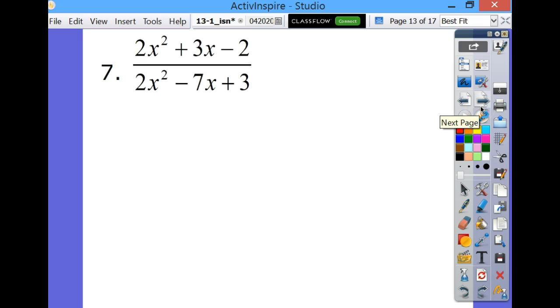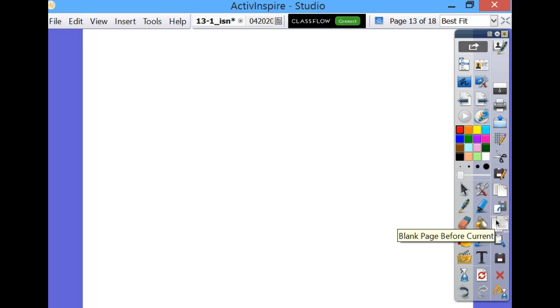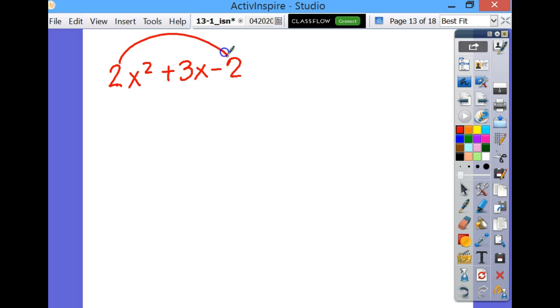Number 7 is a little bit more difficult. Do you know why 7 is a little bit more difficult? This number right here is not a 1. There is no GCF that factors out. So this is going to be factor by grouping. Because this is not 1, you have to do factor by grouping.